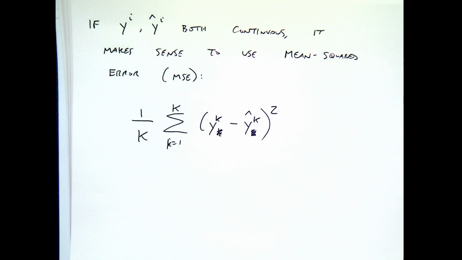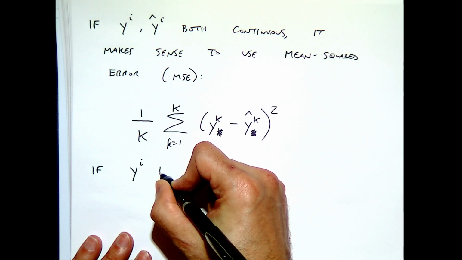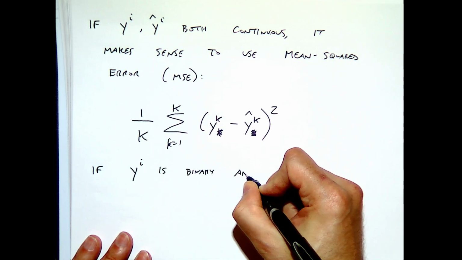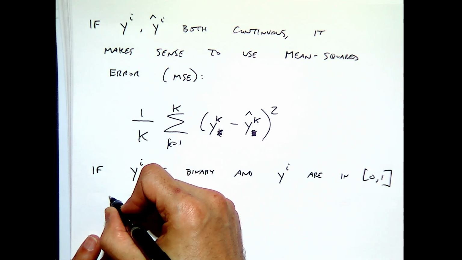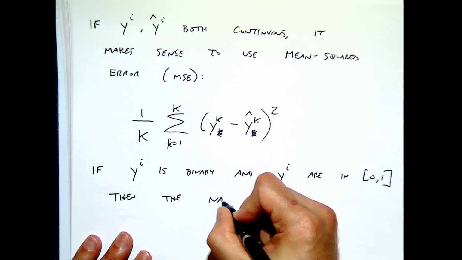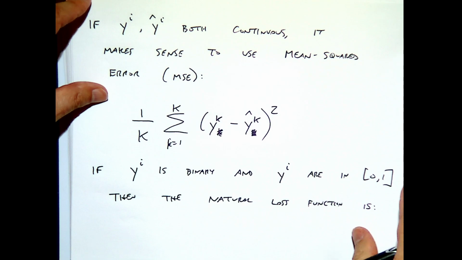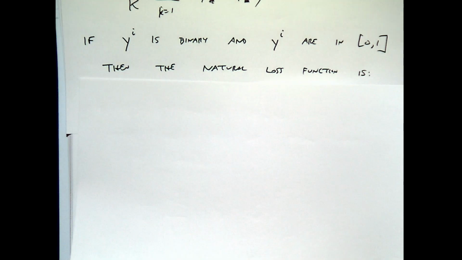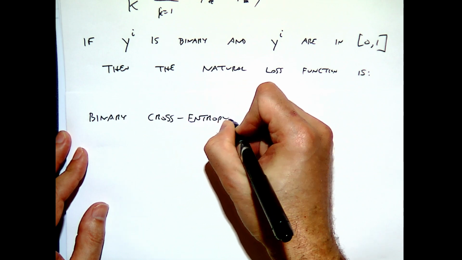On the other hand, sometimes I'm not trying to predict a continuous number. Sometimes I'm trying to predict a binary number, like am I in class 0 or class 1. In that case, it makes sense to use a different function called the binary cross entropy. If the truth is binary and the predictions are in the range 0 to 1, like a probability, then the natural loss function here is binary cross entropy, or BCE.